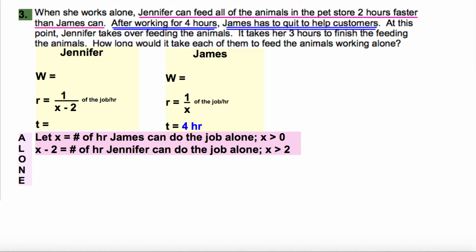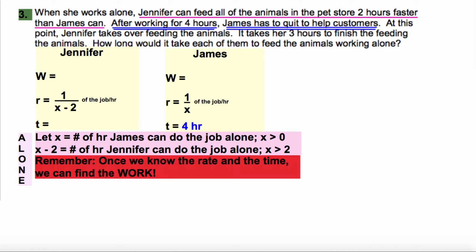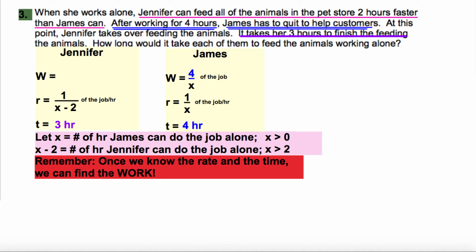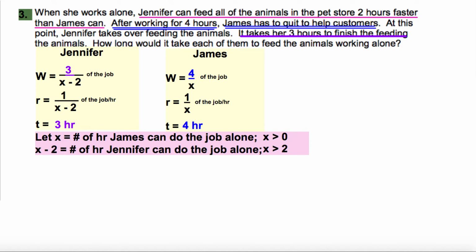After working for 4 hours, James has to quit to help customers, therefore his time is 4 hours. Remember, once we know the rate and the time, we can find the work. Thus, the work is 4 over x of the job. Jennifer worked for 3 hours to finish the feeding, thus her time is 3 hours. We know the rate and the time, so we can find the work: 3 over x minus 2 of the job.